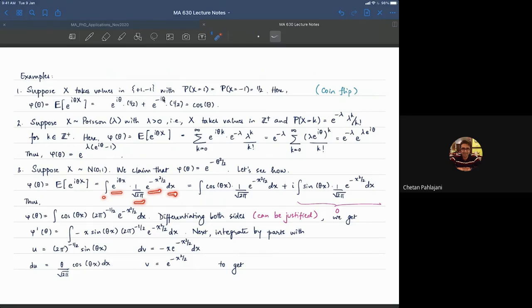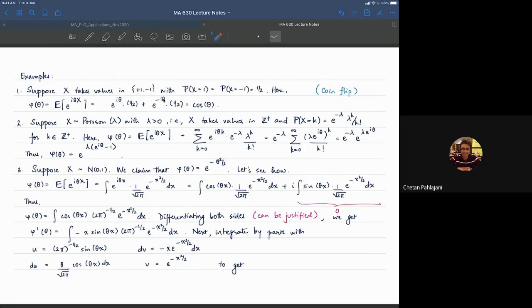Now I'll take e to the i theta x and use Euler's formula. So I'll have the integral of cosine theta x times 1 over root 2 pi e to the minus x squared over 2 dx, plus i times the integral of sine theta x times 1 over root 2 pi e to the minus x squared over 2 dx. Then I'll stare at this term and realize that this is going to be 0. Remember, sine is bounded, so there are no integrability issues at all. Sine is an odd function, this is an even function, so the whole thing is an odd function, and this integral is going to be 0.